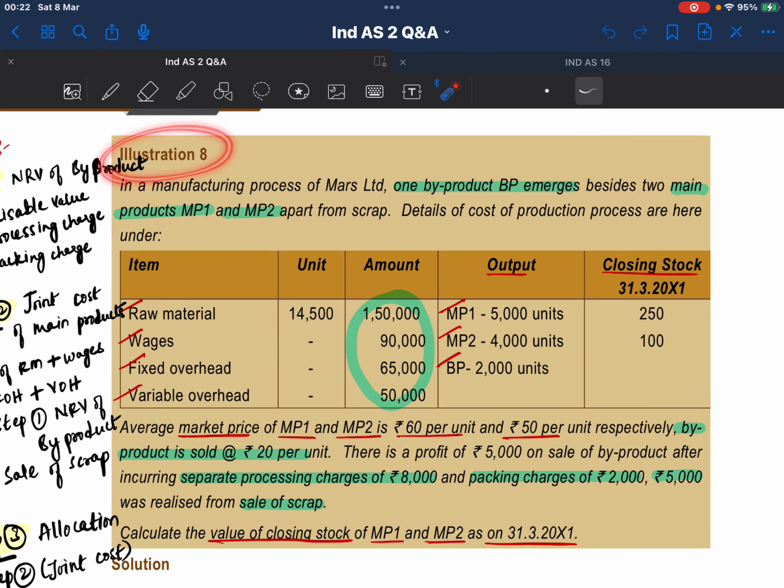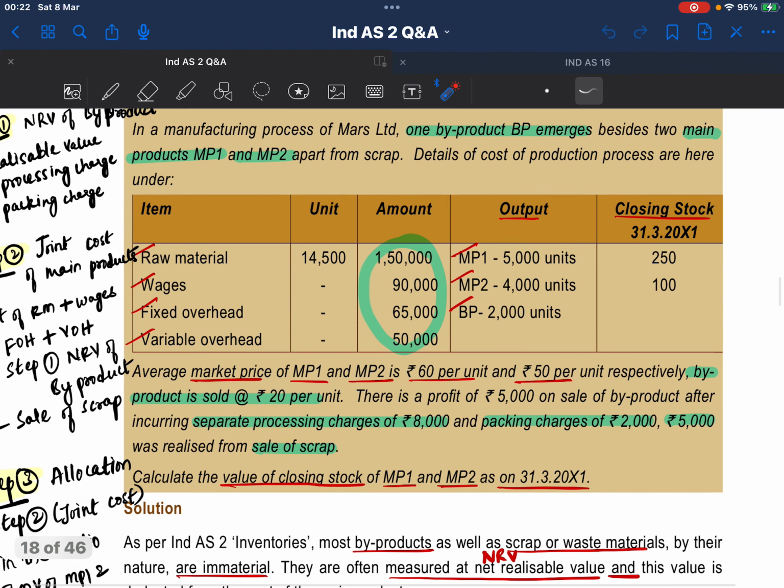Coming to illustration 8. One byproduct BP emerges and two main products MP1 and MP2 apart from scrap are there, and cost of production are as follows. We have the values relating to raw material, wages, fixed overhead, variable overhead, the relevant amounts, outputs of main product 1, main product 2, and the byproduct, and the closing stock is also given.